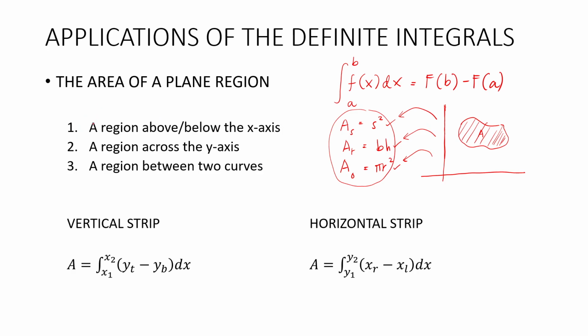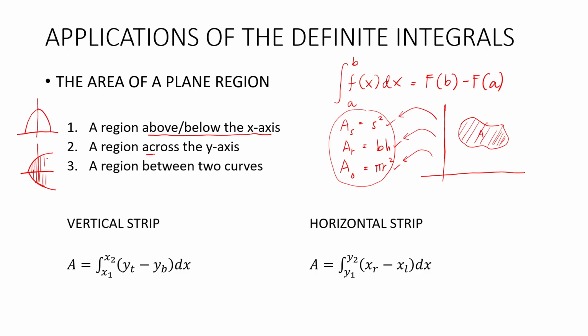In the area of the plane region, since we'll be solving areas in the x and y plane, there will be areas above or below the x-axis. It may look like this. Let's say you have a parabola above the x-axis, or it may also be above and below. Let's say you have this figure, a parabola here. As you can see, it is above and below the x-axis.